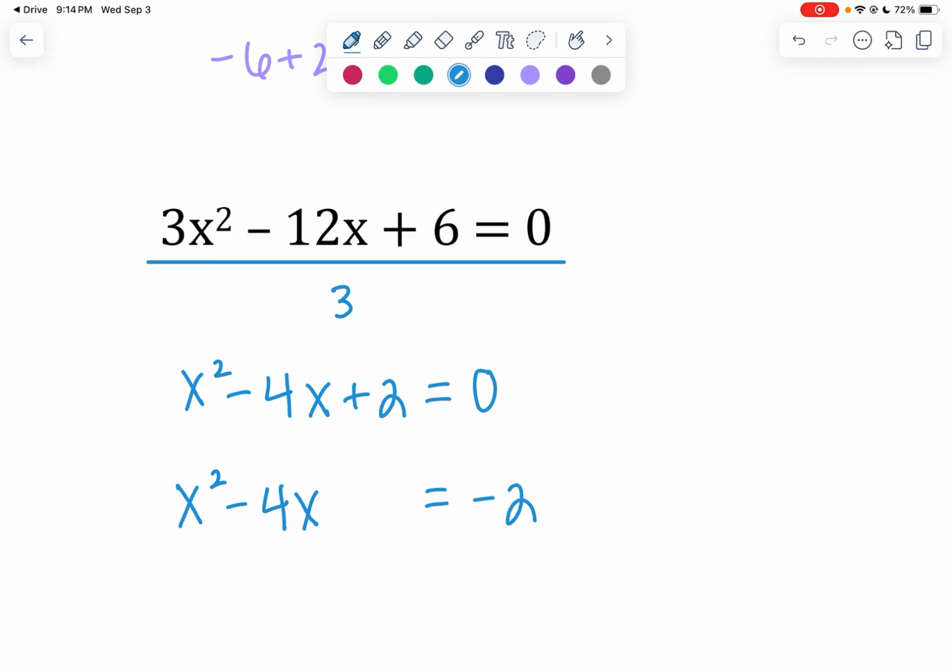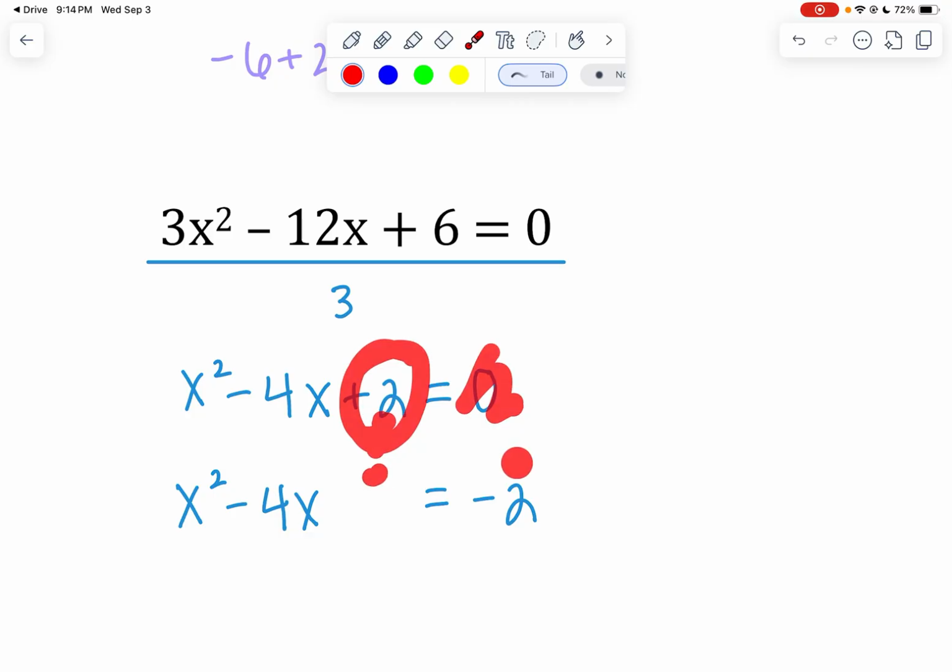Okay. Some people like to think of it as, what more do I need to turn this into a PST and add it? And then they never move anything over to the other side. And then they add to one side and not to both sides. And that's kind of where they go wrong. And so I always like to just move it over and add in my fresh number, okay?